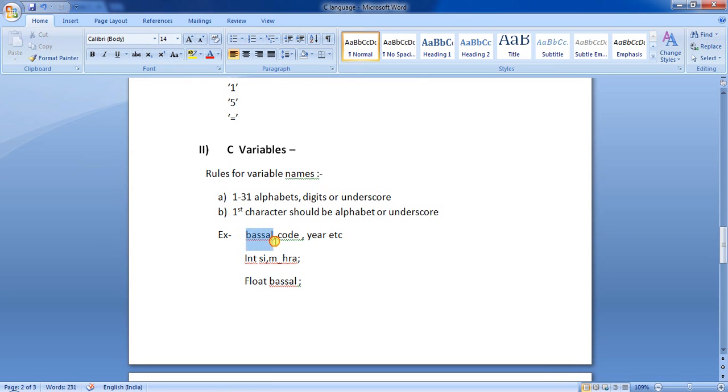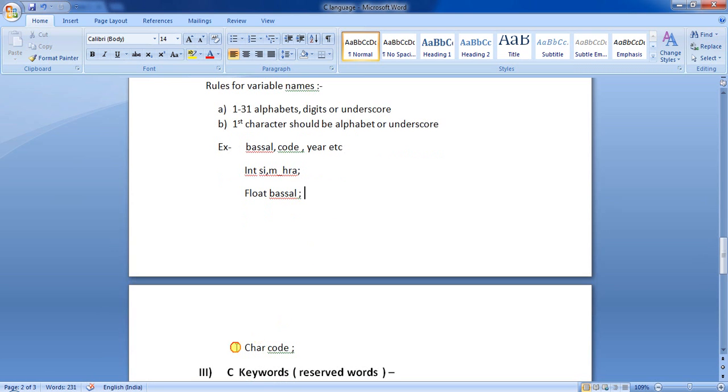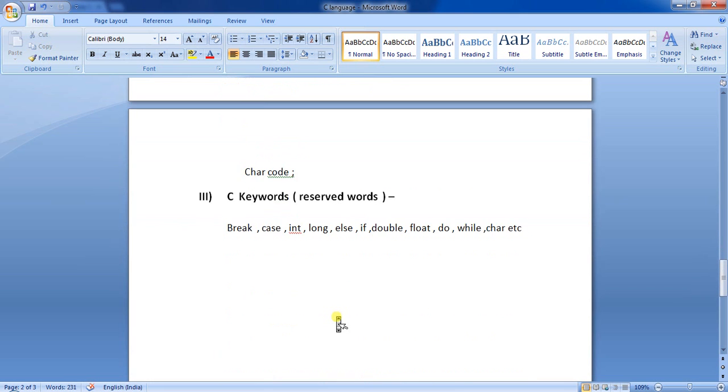Examples are basal, that is short form for basic salary, code, year, etc. We can use them in coding like int sim_hra, float basal, char code. These are the variables sim_hra, basal, code. I hope you are clear up to now.